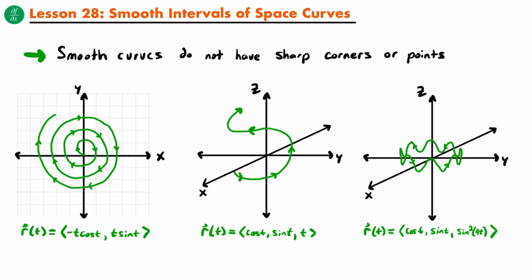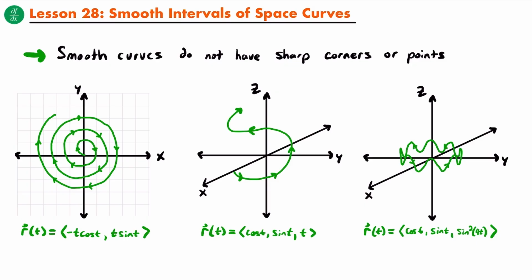And so what we're going to be interested in doing for plane curves and space curves is determining the intervals for which a curve is smooth. Because unlike these curves on your screen right now, not all plane curves and space curves are completely smooth. Some of them will have sharp corners, some of them will have points, or maybe an asymptote or something that breaks up the curve and prevents it from being completely smooth.